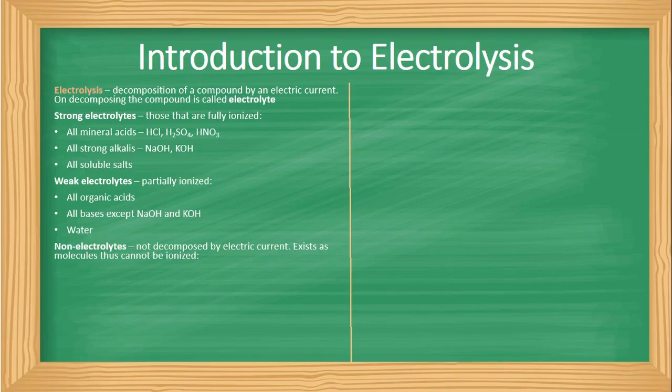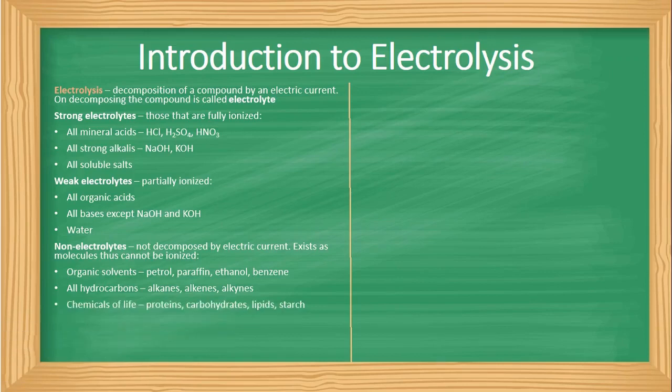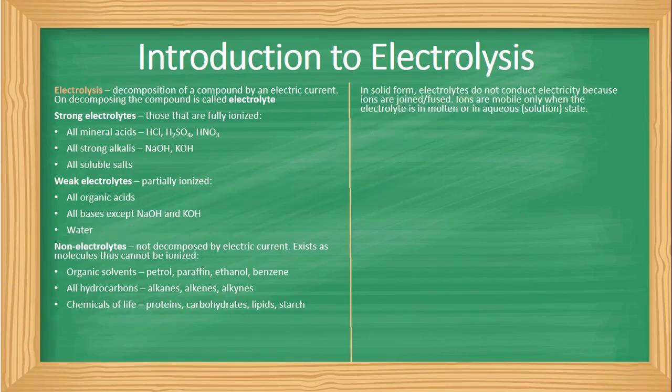There are those compounds, or elements, that are not electrolytes, and these are not decomposed by electric current. They exist as molecules and therefore cannot be ionized. Examples are organic solvents such as petrol, paraffin, ethanol, and benzene. Others are hydrocarbons, including alkanes, alkenes, alkynes, and also the chemicals of life such as proteins, carbohydrates, lipids, and starch. Those are non-electrolytes.